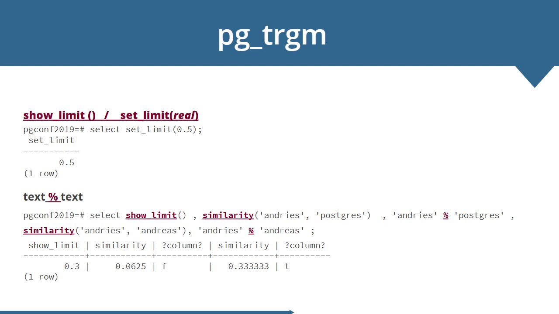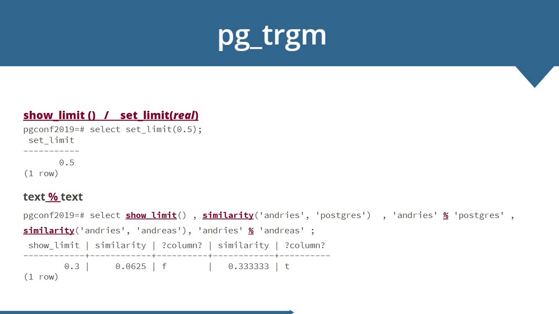Other functions, I'm just going to jump down to the bottom one: the percentage operator is a new operator that you can use when you install the extension. That basically does a similarity in the background for you and returns a true or a false if it is above the similarity limit. The similarity limit at the top, you can see with show limit. The default there is 0.3, which is relatively loose.